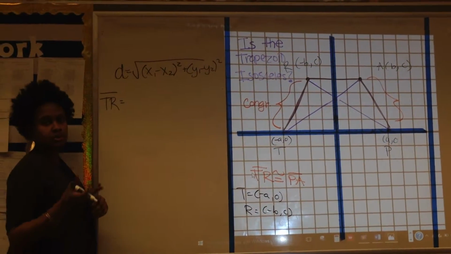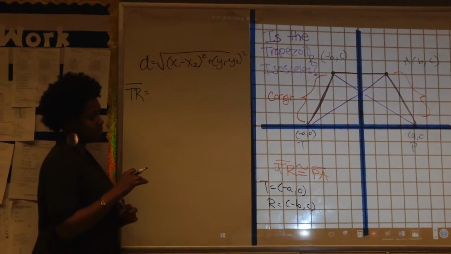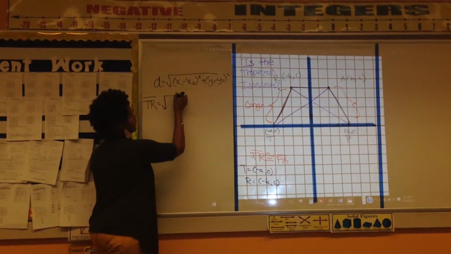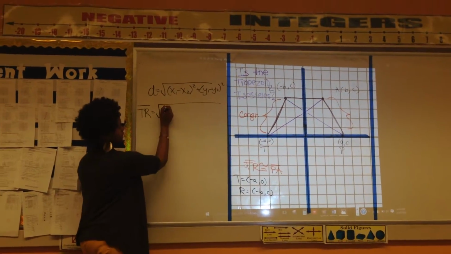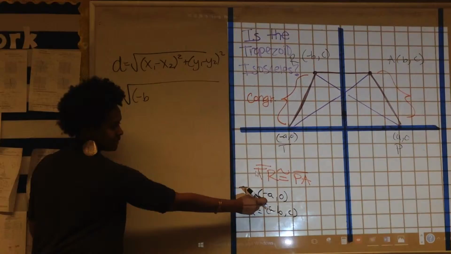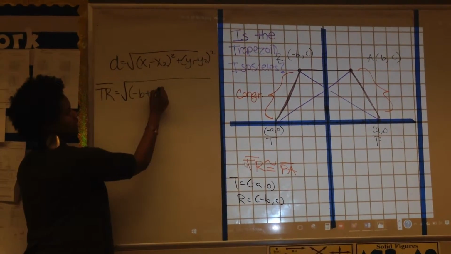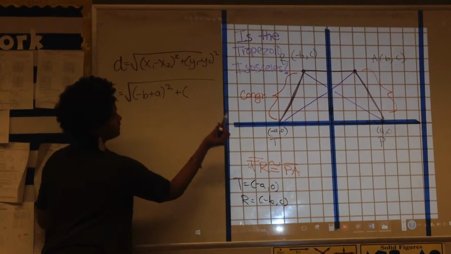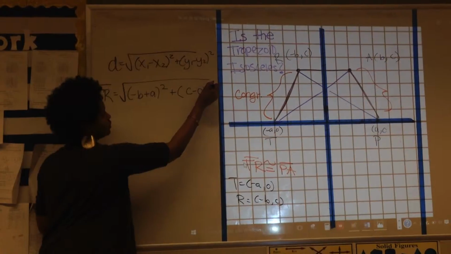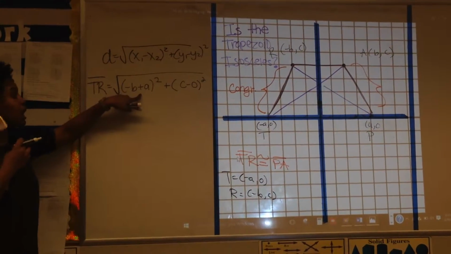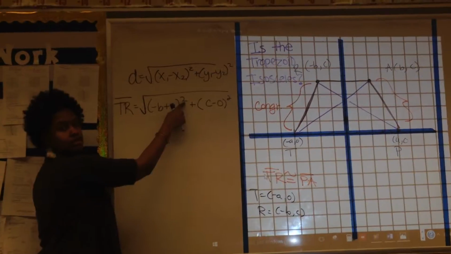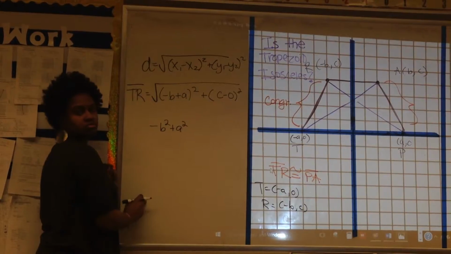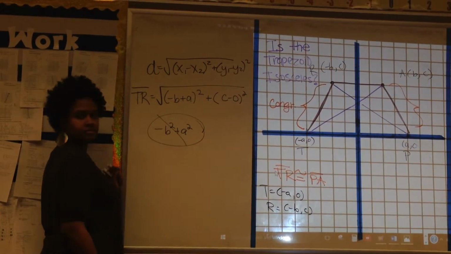So one thing that you'll need to know how to do is to multiply polynomials. So let's go ahead and put in our values. x1 is going to be negative B minus negative A, which is the same as plus A, squared, plus, I'm going to go to my y coordinates, C minus 0 squared. Now, right away, most of you are going to think that negative B plus A squared is simply negative B squared plus A squared. That's wrong. Don't do that. That's wrong.